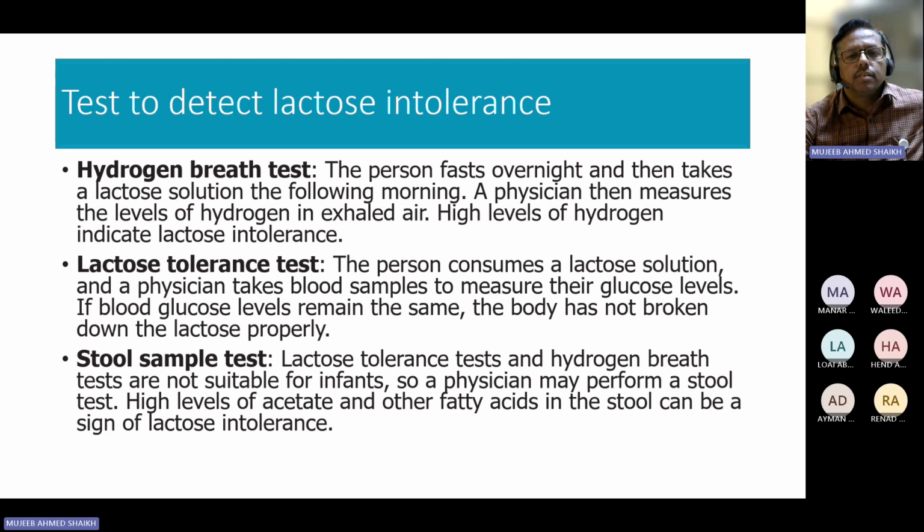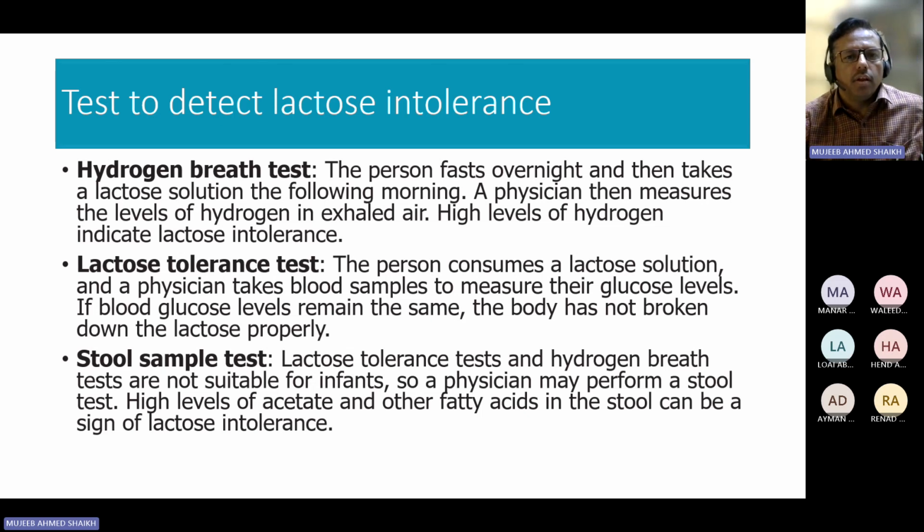What is the hydrogen breath test? The person fasts overnight, for 12 hours. Then takes a lactose solution in the morning, and then the physician will measure the levels of hydrogen in the exhaled air. She has to fast and then drink a lactose drink, and then the doctor will measure the hydrogen in the exhaled air, that is through the breath. High levels of hydrogen will be indicative of lactose intolerance.